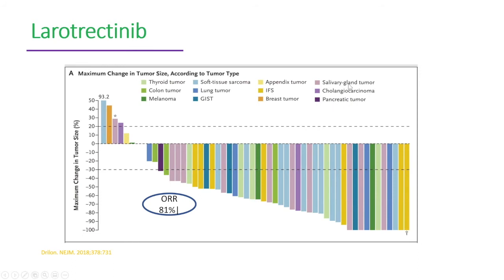remember again, some of the cancers have higher percentage, but even with a lower percentage incidence, if they are harboring the NTRK gene fusion, they will respond, as you can see from this graph.